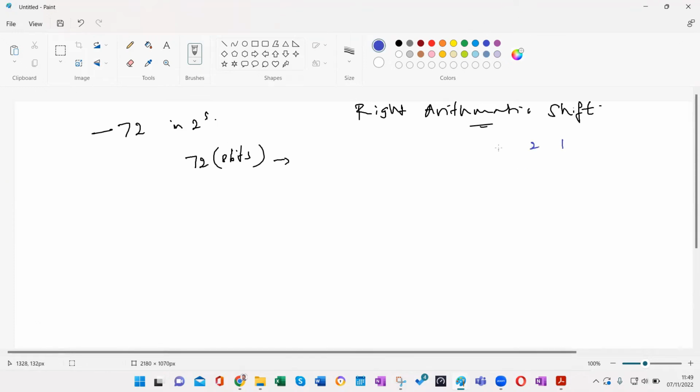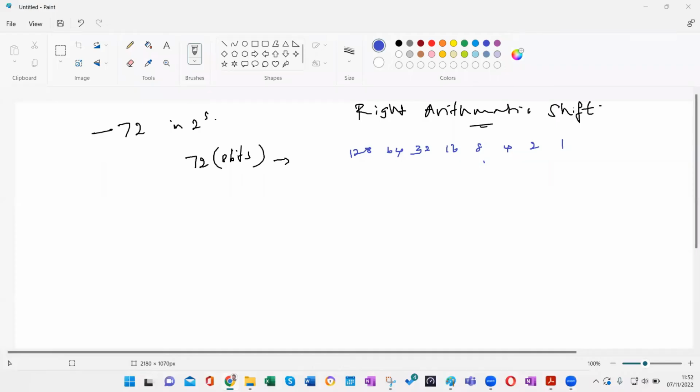1, 2, 4, 8, 16, 32. Right, okay, children. So first you write the positional values, right? 1, 2, 4, 8, 16, 32, 64, 128. Now you put 72 into this. There's no 128, that's 64. And the remaining is 8, right? And the 8 can be put here. And that's all, right? 64 plus 8 is 72. The rest will be zeros.